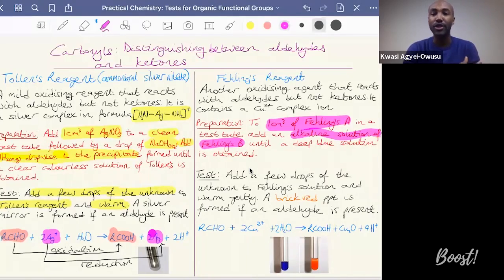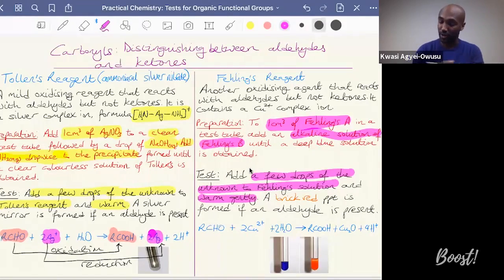Okay. So you've got a deep blue solution now. What do you do as far as the test goes? You're going to add a few drops of your unknown compound to this deep blue solution, and then you're going to warm it just as you did for Tollens. So you're going to add a few drops of the unknown to Fehling's solution and warm gently. And this time round, if there is an aldehyde present, you're going to get a brick red precipitate. Now, this brick red precipitate is actually a compound of copper 1. So it is actually copper 1 oxide formed.